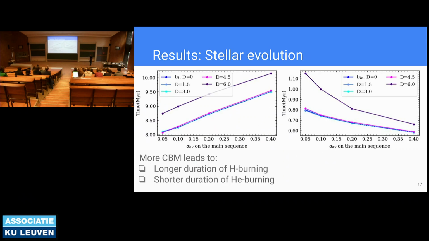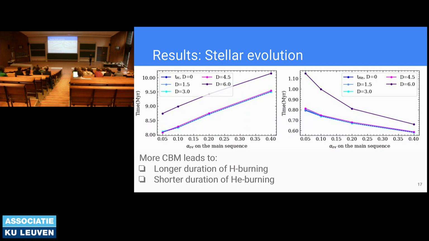So the big changes here are, this diagram shows the hydrogen burning time scale, and you can actually see that if we have more convective boundary mixing, we get longer, we have the alpha overshoot on the x-axis. So over time, more convective boundary mixing leads to a longer duration of hydrogen burning. But at the same time, a shorter duration of your helium burning.